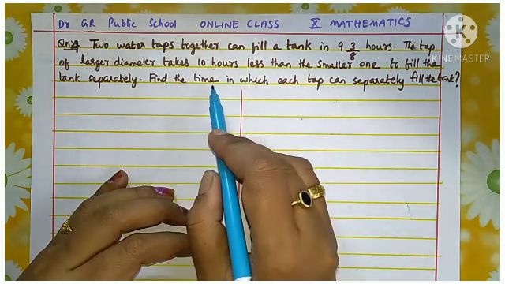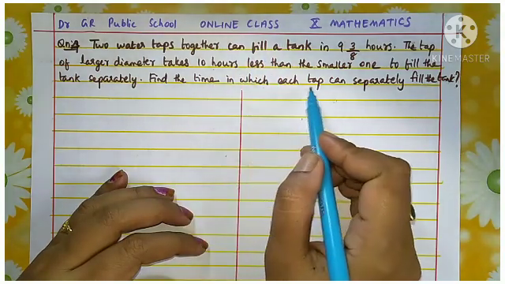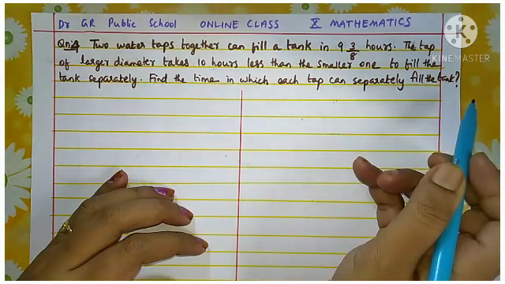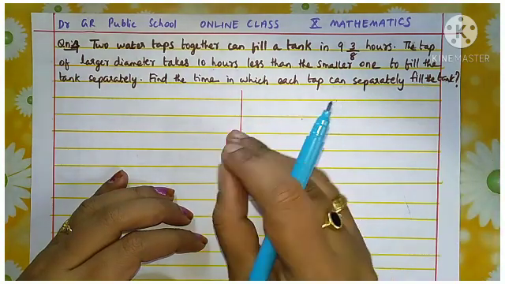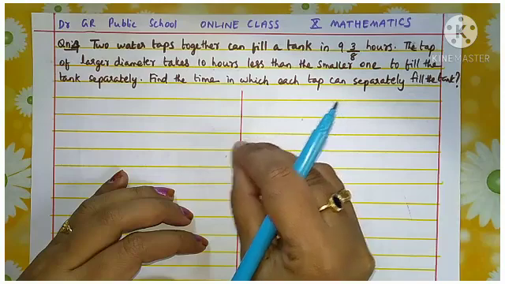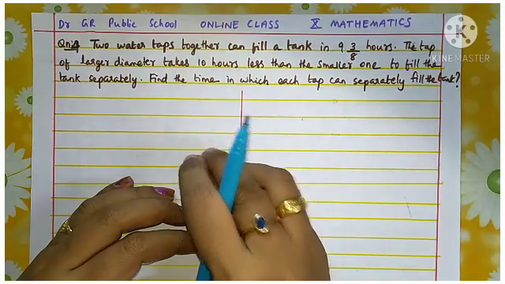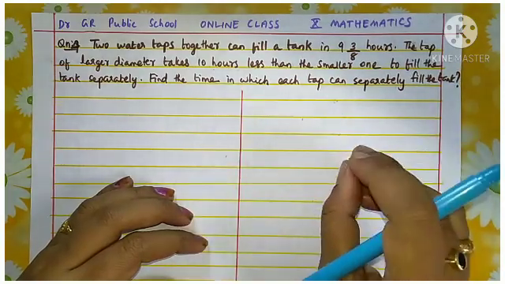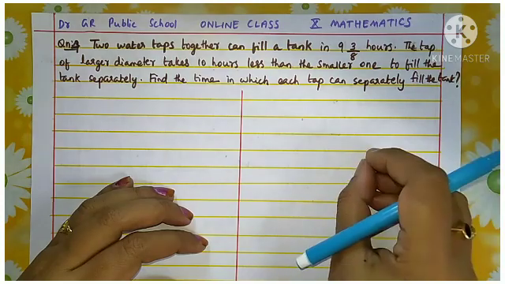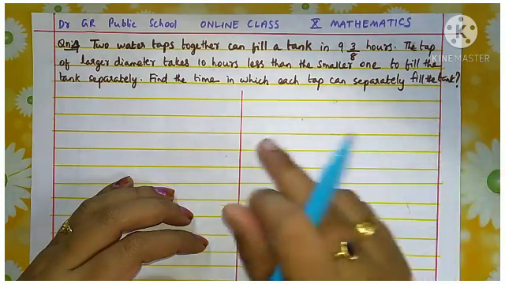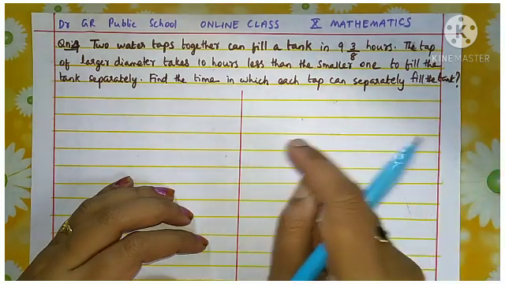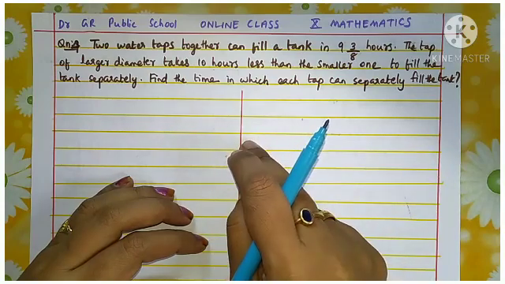We need to find the time in which each tap can separately fill the tank. So we want to find out how much time is taken for the smaller tap to fill the tank and what is the time required for the larger pipe to fill the tank. So we want to find out the time required for the two different taps here.